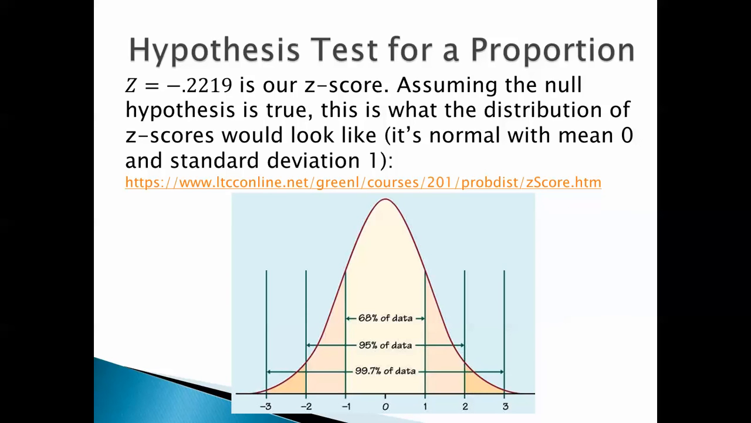So z equals negative 0.2219 is our z-score. Remember what that means. Assuming the null hypothesis is true, this is what the distribution of z-scores would look like. It's a normal distribution with mean 0 and standard deviation 1.